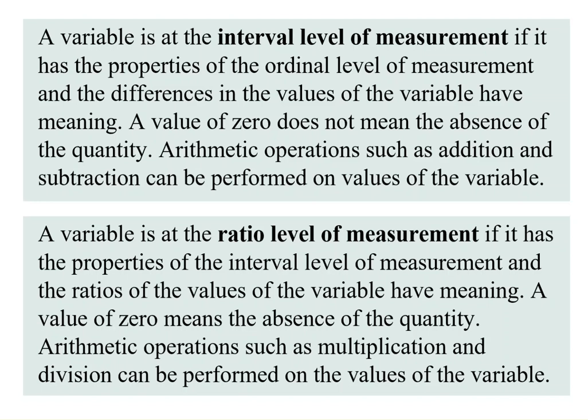And the next and final level of measurement that we'll look at is the ratio level. It has all the properties of the interval level. In addition, the ratios of the values have meaning. So the ratio would be what we get when we divide two values. And in this case, a value of 0 means the absence of the quantity. So if we were to have a 0 as the amount of our bank account, that would indicate a complete absence of money in our bank account.